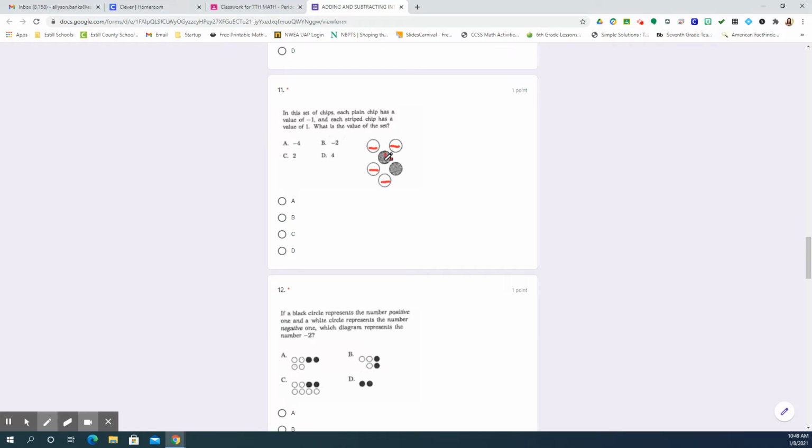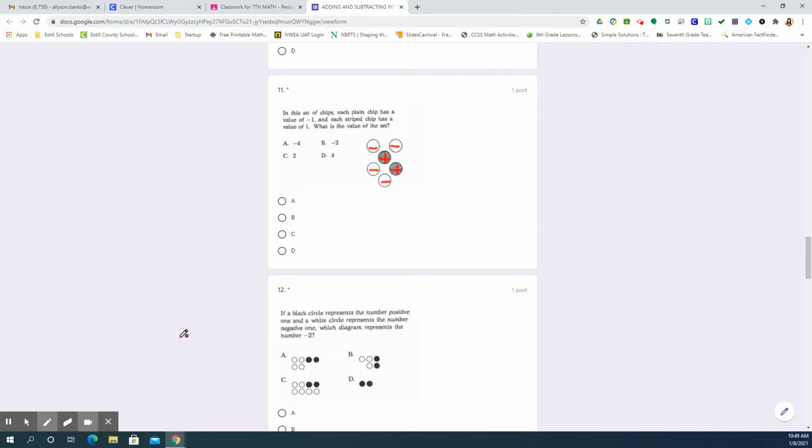And each striped chip is positive. Okay, so we go back to that rule of additive inverse again. That's down there in the bottom of your screen. Additive inverse just means when you add two opposites, it equals 0.